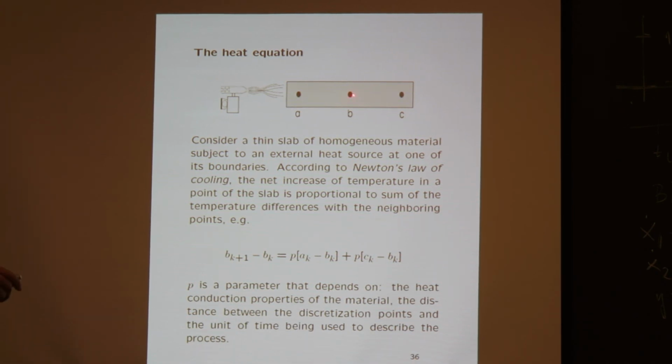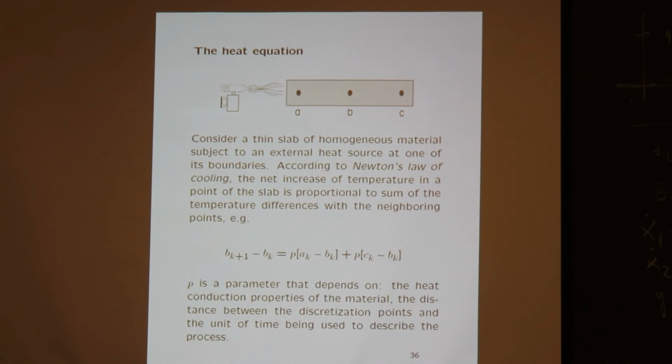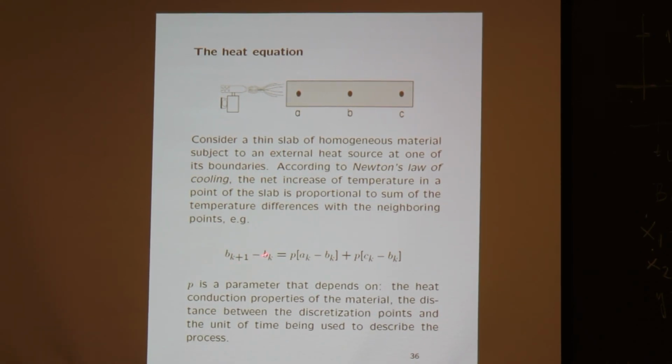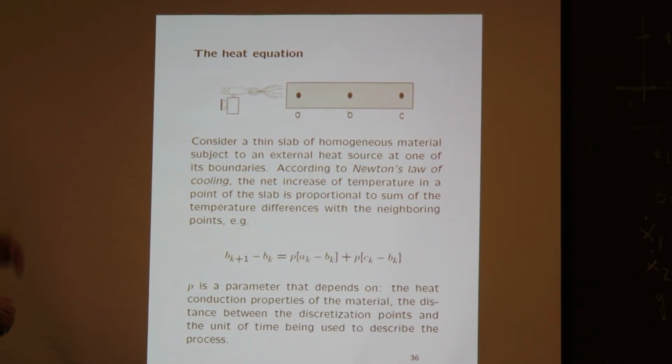So, for instance, that gives you something like this: the difference of the temperature in the points B and C, plus the difference of the temperature between the points A and B, and some linear combination of those will give you the temperature in B. So the increase of temperature in B is proportional to the temperature difference between C and B, and A and B. So this is a very nice law, and P is a parameter that depends on the conductivity properties of the material.